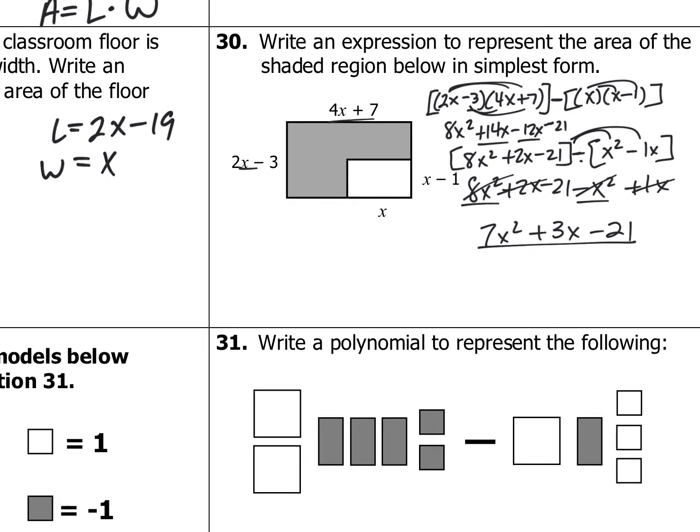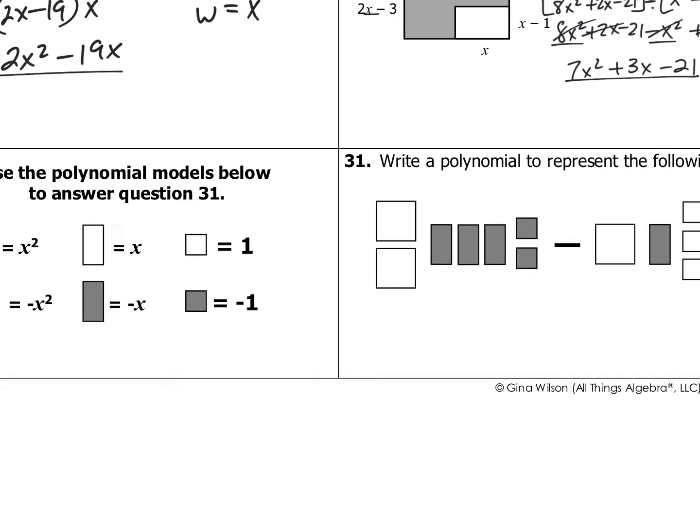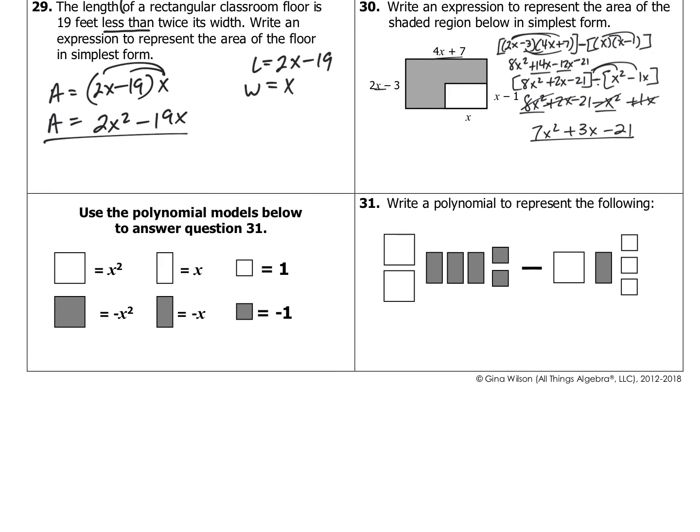All right, 31. I haven't really seen any problems like this in this curriculum that I purchased. I'm not really sure why they chose to put one here at the very end in the review packet. But it says, write a polynomial to represent the following. And we have shapes here that represent variables and numbers.